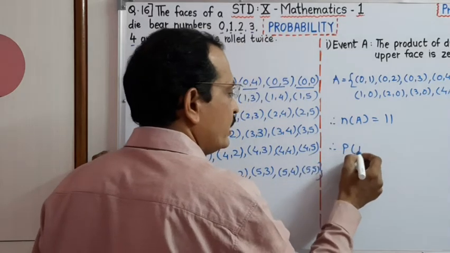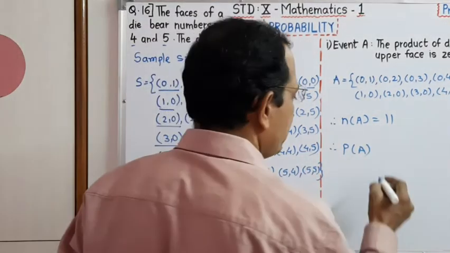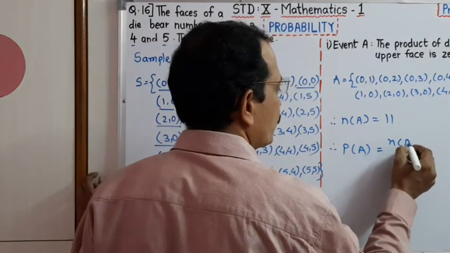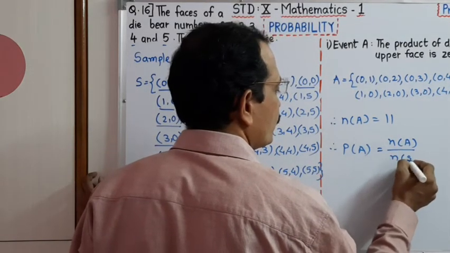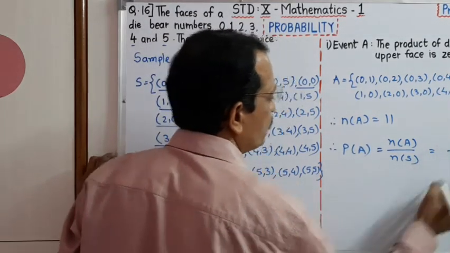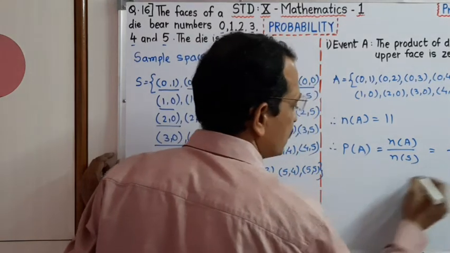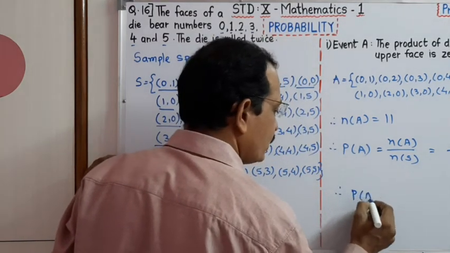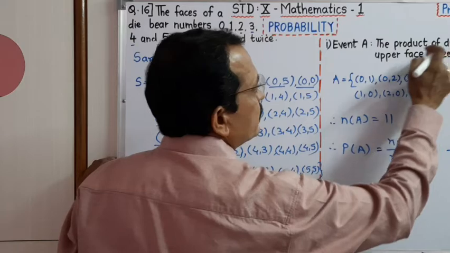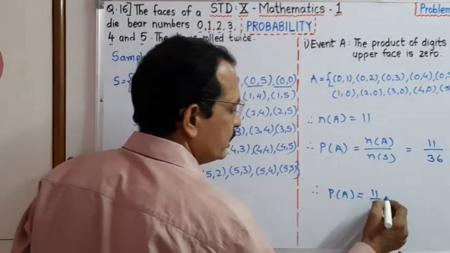Now we have to find out the probability for this event. Now probability P(A) is equal to number of A upon number of S. Number of A is 11 and number of S is equal to how much? 36. Therefore dear student, the probability of getting the multiplication of digits on the upper face is 0 is 11 upon 36.